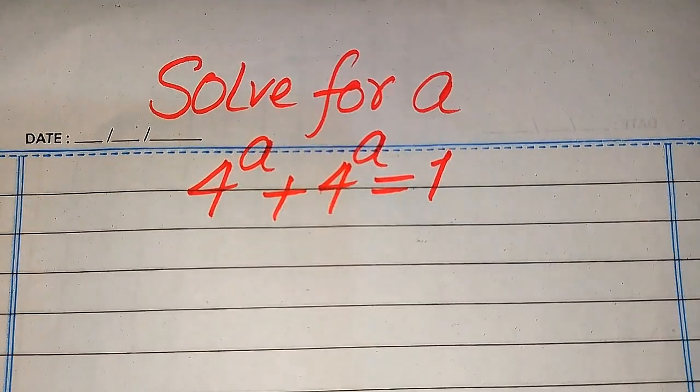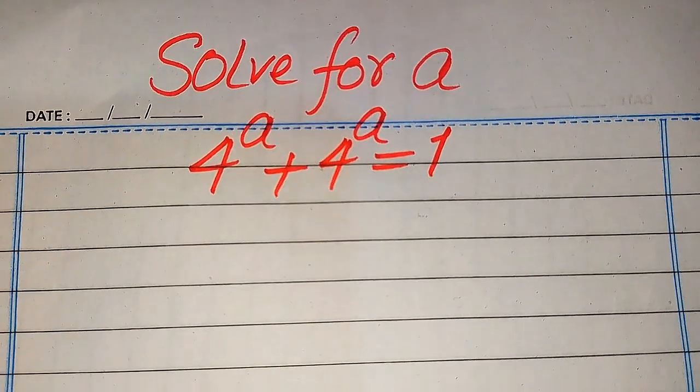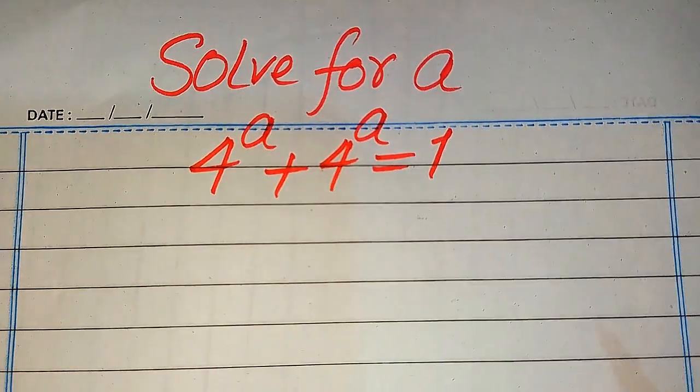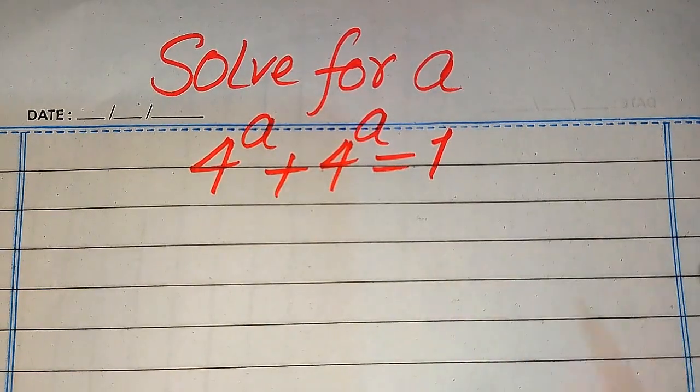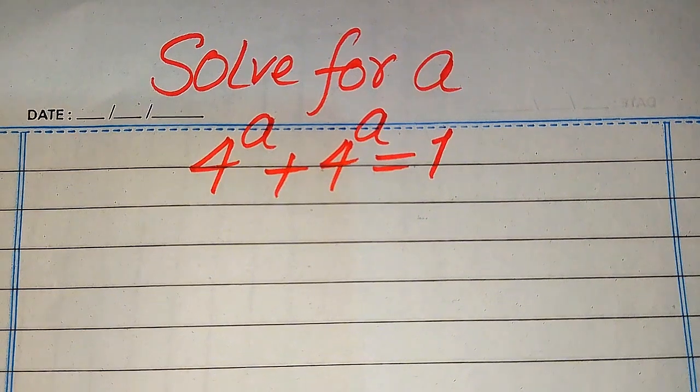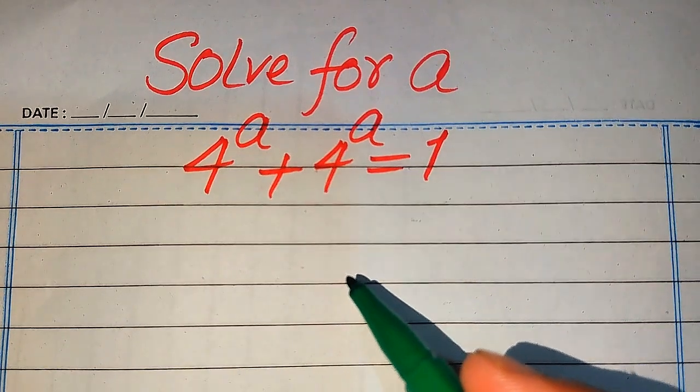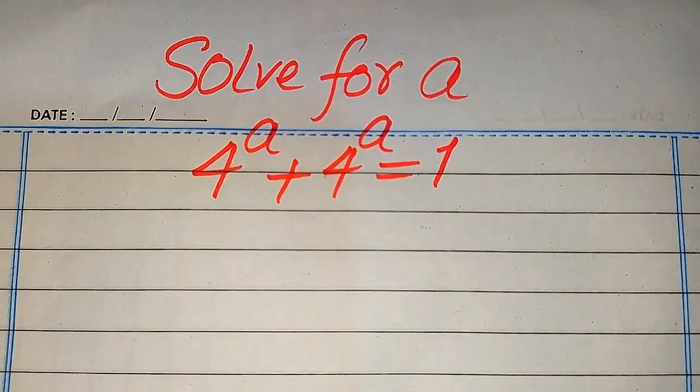Hello everyone, how to solve this problem for the values of a. If we have 4 to the power of a plus 4 to the power of a is equal to 1, we solve this problem for the values of a. We just solve this problem in a very smart way.